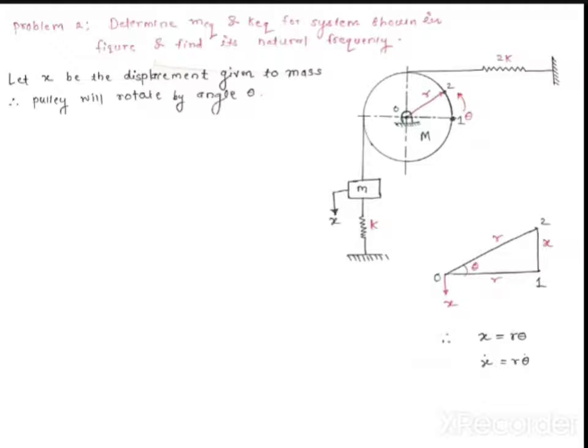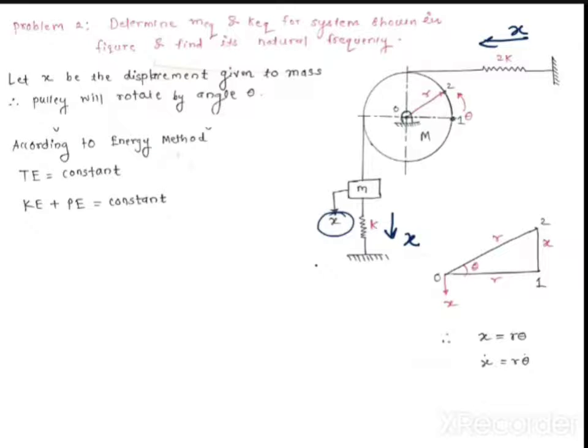Okay. Remember that k will be displaced by x, and this will also be displaced by x. I think you have understood how I am taking the direction? Take your direction according to this x. Okay. Chalo. Now according to the energy method, total energy is constant, kinetic energy plus potential energy is constant.